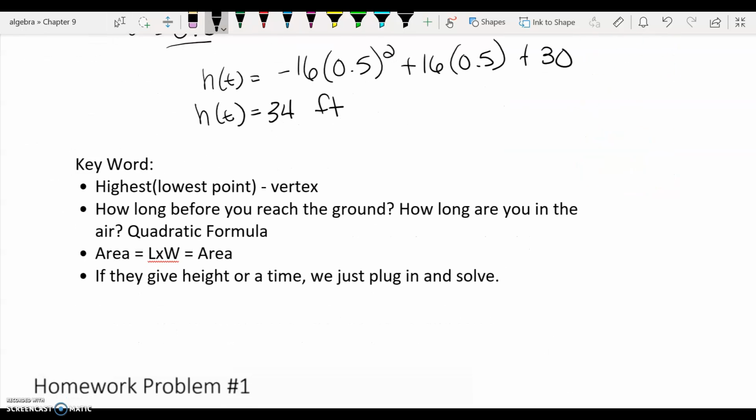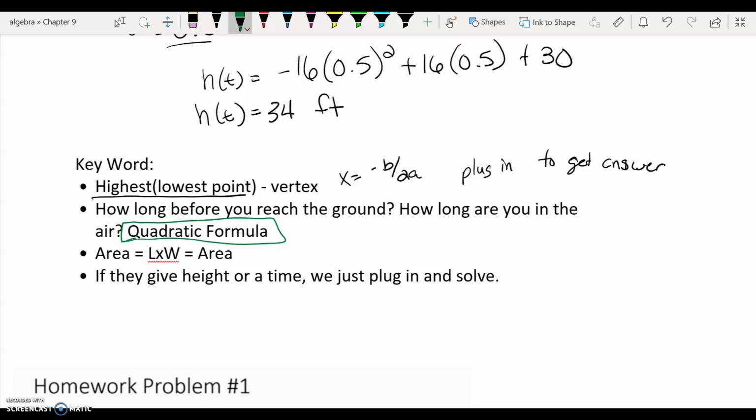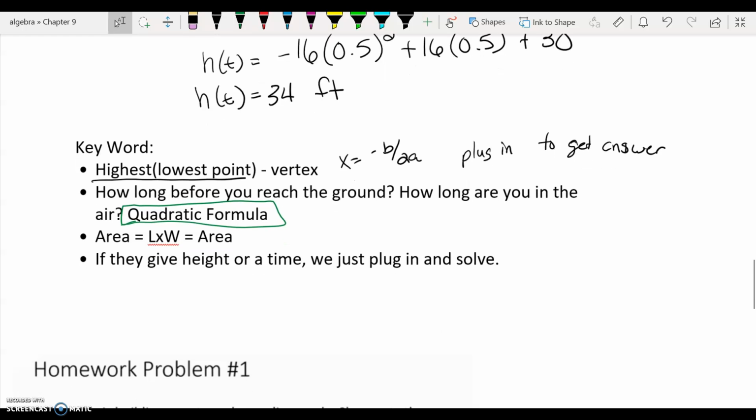If it says highest or lowest point in the problem, you're going to use vertex, and you're probably going to plug it in. That's what we did on the last two problems. If it says how long before you reach the ground or how long are you in the air, we're going to use the quadratic formula. I gave you the area formula, and if they give you a height or a time, we just plug it in and solve usually. So those are some keywords that you're looking for when we do these word problems.